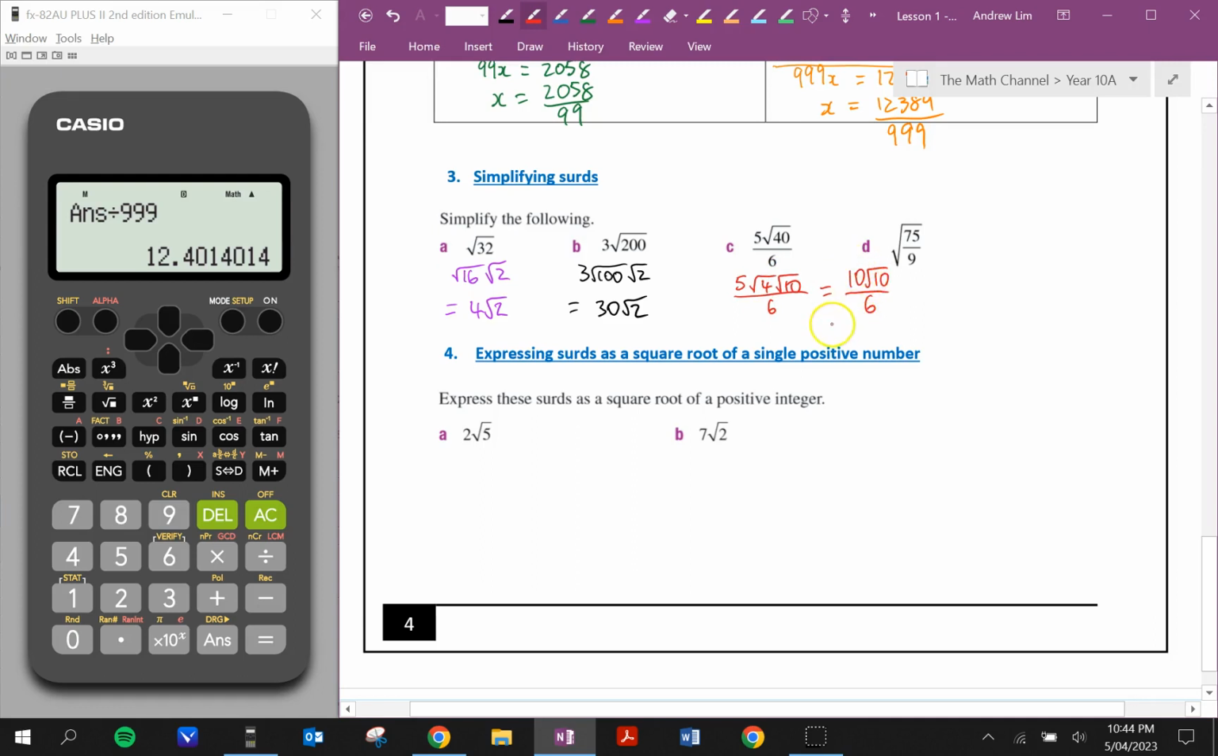And now I can simplify this. And when we simplify, we're only looking at what's on the outside, right? We don't look at what's underneath the surd. So 10 over 6, that simplifies to 5 over 3. So this is 5 root 10 over 3.